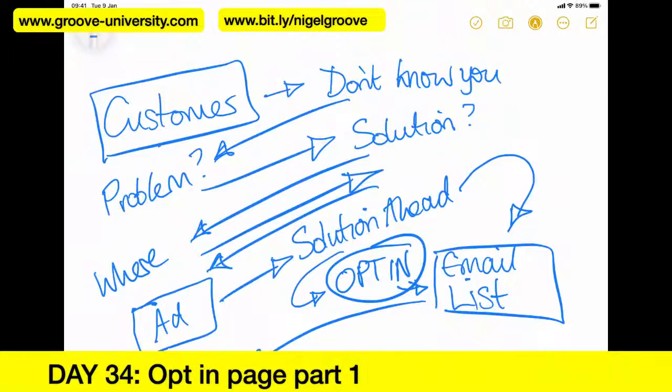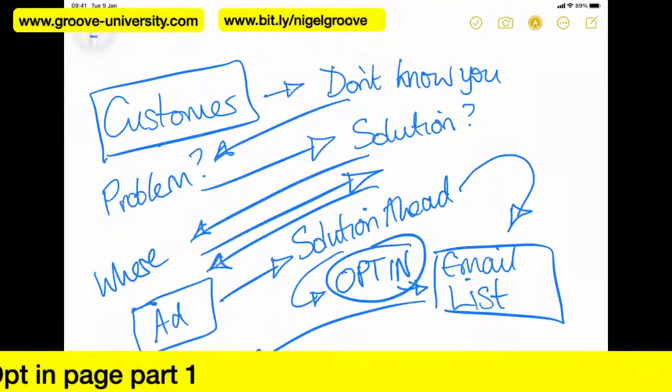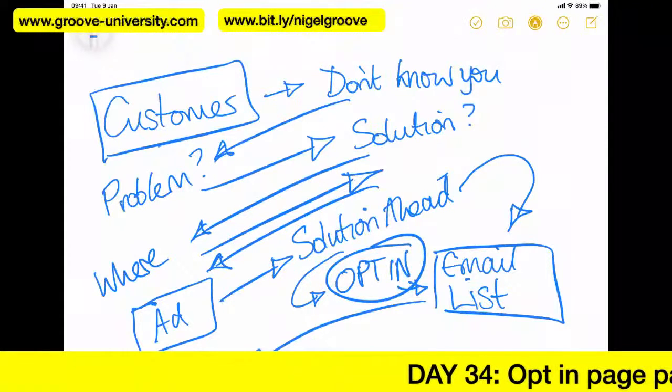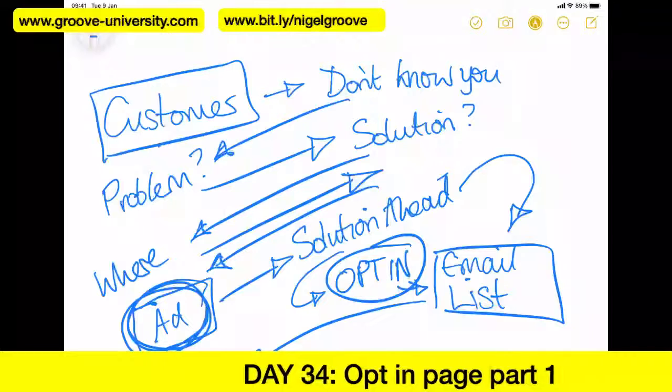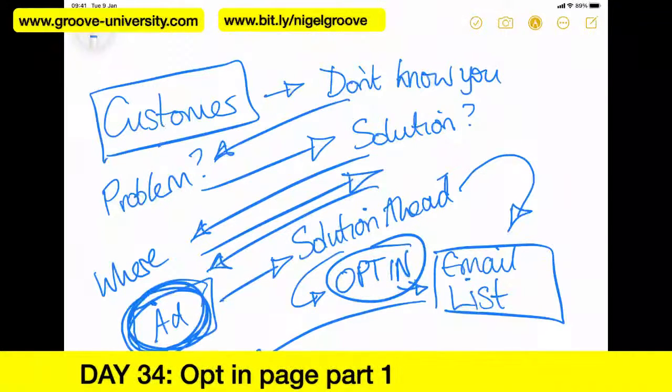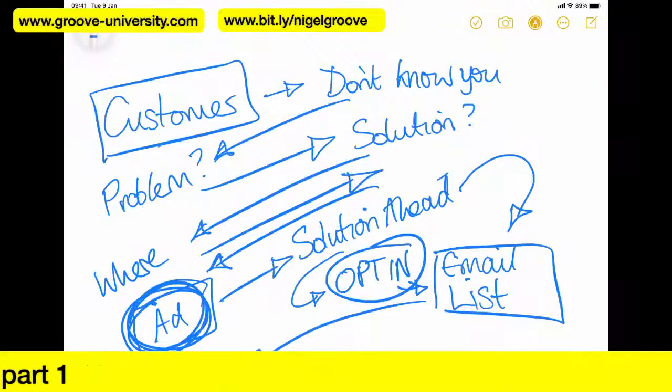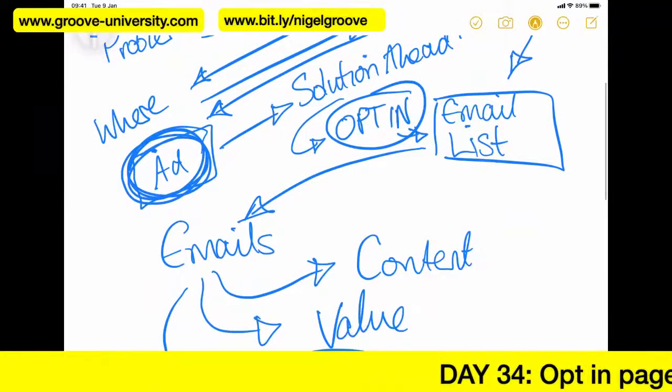So let's go through it again. Customer, they don't know you. They've got a problem. They need a solution, but they don't know where from. And they keep going back and forth thinking about this, or maybe not even thinking about this. Then you have an advert or something that says, hey, I've got the solution. And in order to get the solution, you need to opt in. They then go onto the email list.